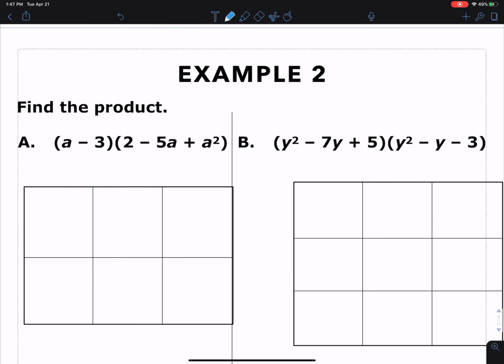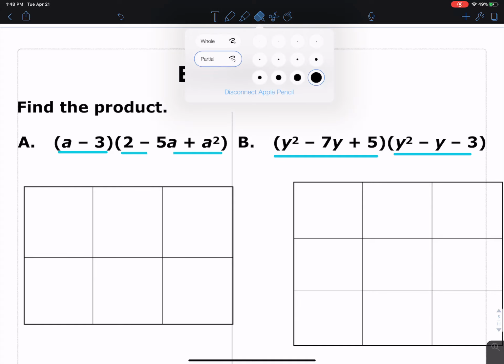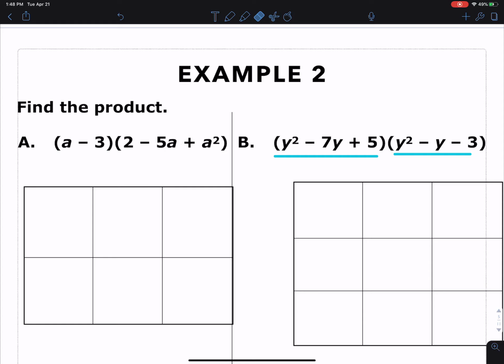Okay, example 2 is a little bit different because we don't have a monomial now. We have a binomial in this case that we're multiplying by a trinomial. And in the second one, in B, we have a trinomial times a trinomial. So really you have two options with this. Number one, you can think about it as distributing everything through. Or you can use boxes, kind of like the same idea with if we had like x plus 2 times x minus 3. So we could use a 2 by 2 box in order to multiply those together.